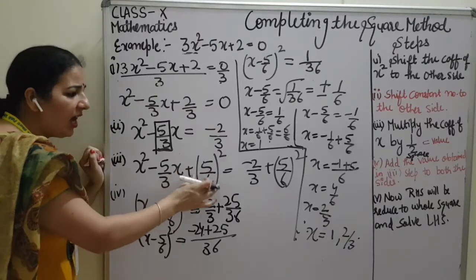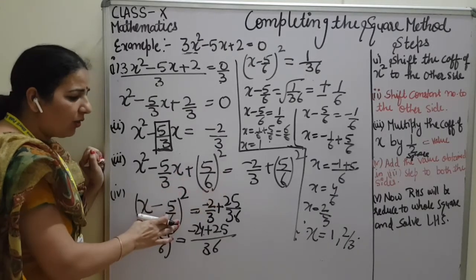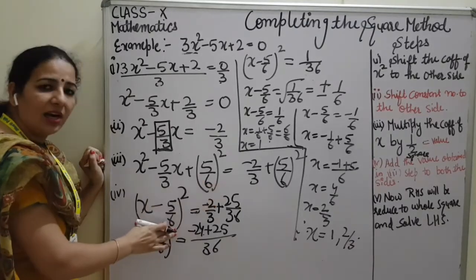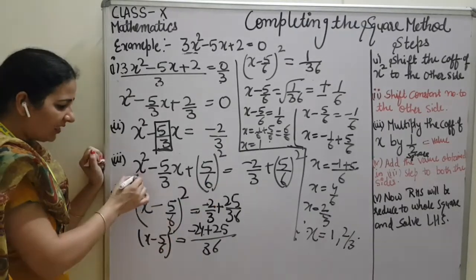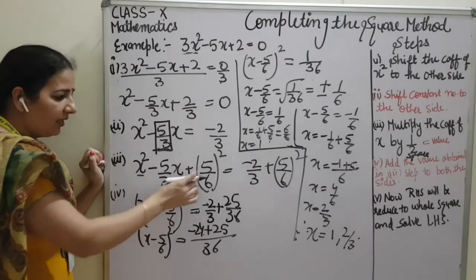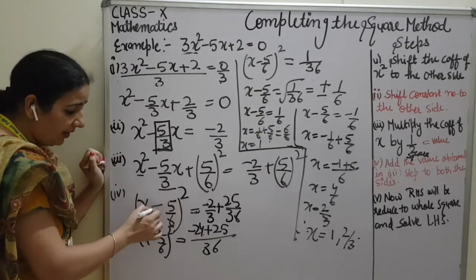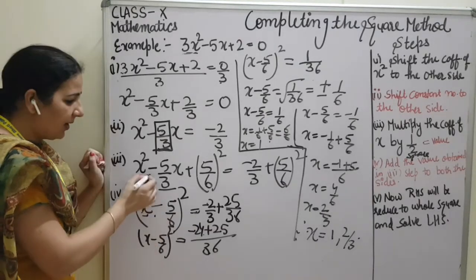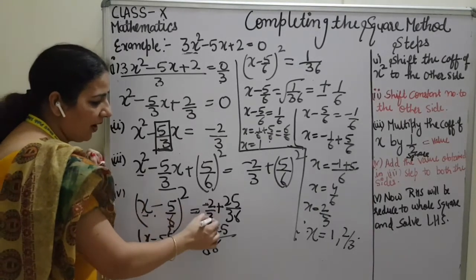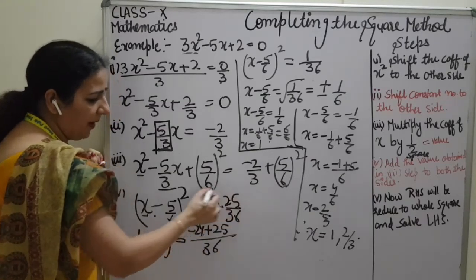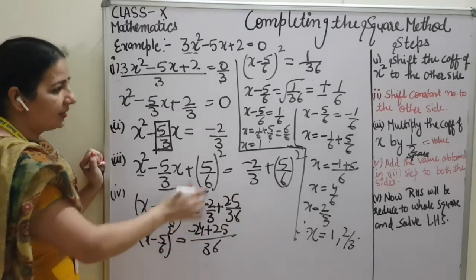As soon as you add its whole square on this side, you can write it as a whole square. x will tell us the first term, this number will tell us the second term, and the middle term will tell us the sign. It is minus. So it is minus 5/3 plus 25/36. This is the calculation part only. Here you have to calculate the answer.